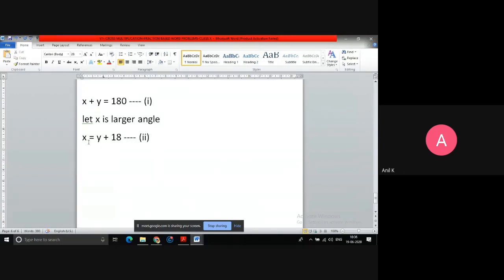I think the substitution method is what they ask to use. Substitute this x value here. Can you solve it orally? I'll give you 1 minute. Try it out.